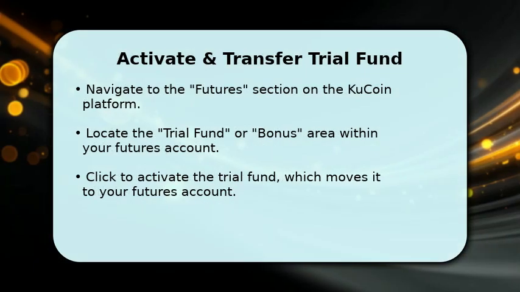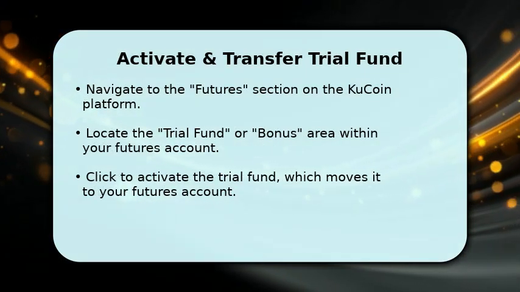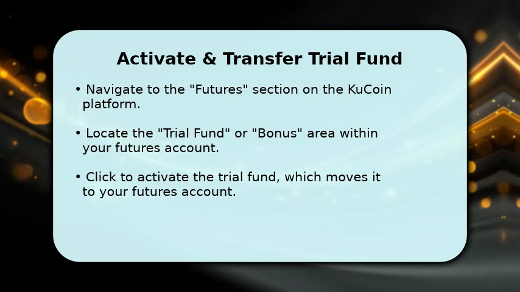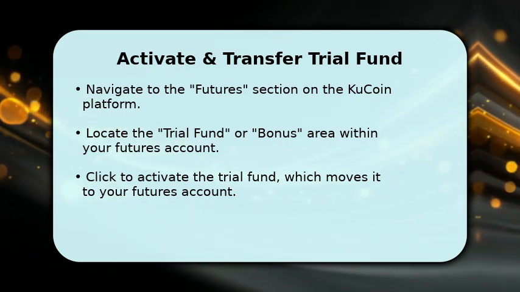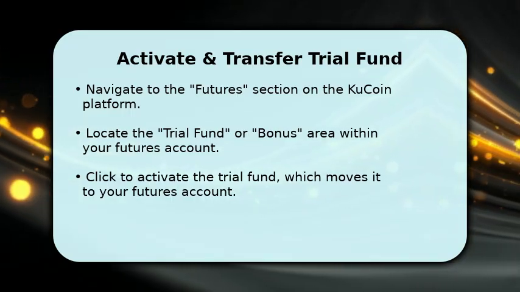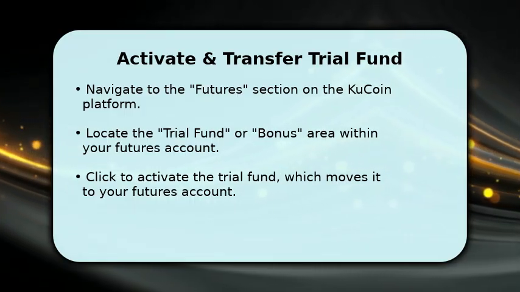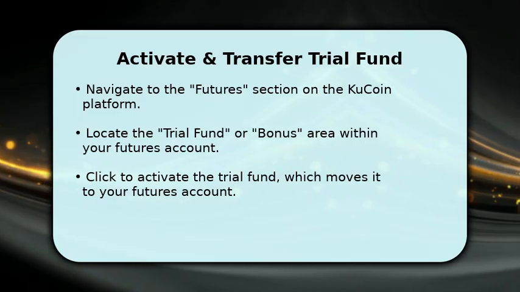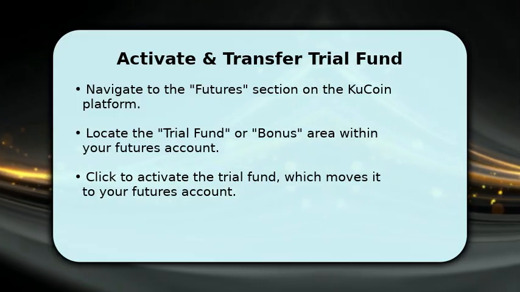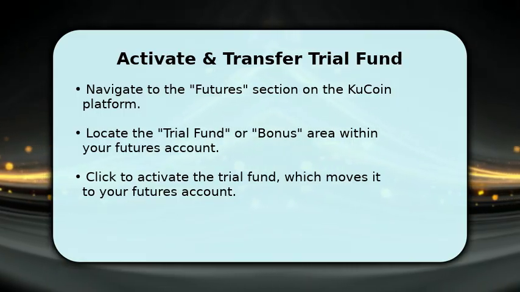To begin, log into your KuCoin account and head over to the Futures section. Look for the Trial Fund or Bonus area, usually found within your Futures account overview. You'll need to click a button to activate or transfer the fund. This action moves the Trial Fund from your Rewards Center directly into your Futures trading account, making it available for use. Always double-check that the transfer is complete before you start trading.